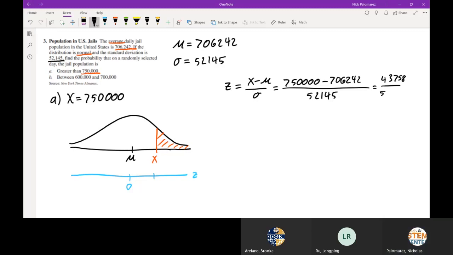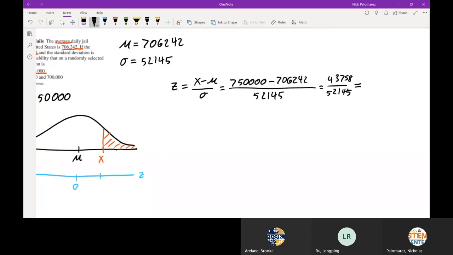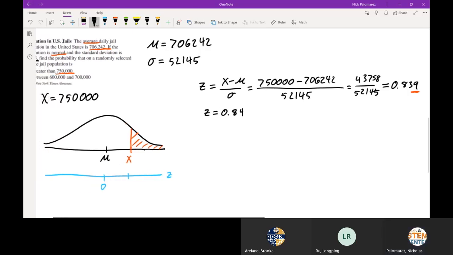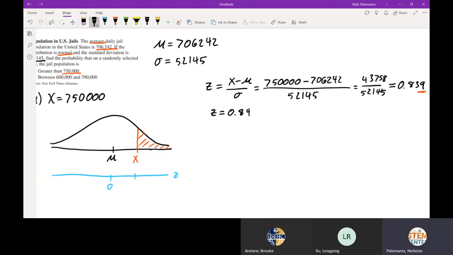43,758. And then dividing gives us 0.839. Now, since we're going to have to go to our Z table for this, we need to only use 2 decimal places here. So we check our check digit, which is a 9, the 3rd decimal place, is greater than 5. So we are going to use, for our Z value, 0.84, rounding that up. So that's the value on our Z-axis that corresponds to our X, 0.84. And we can start looking for some areas up on the table.